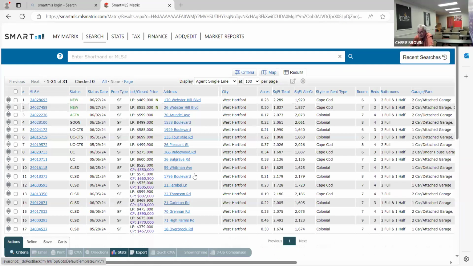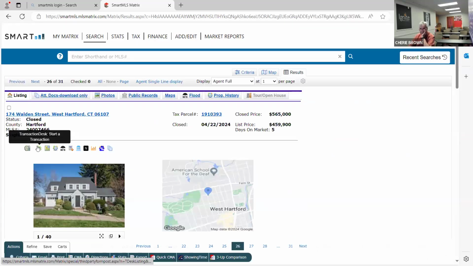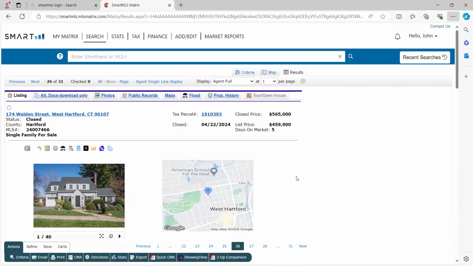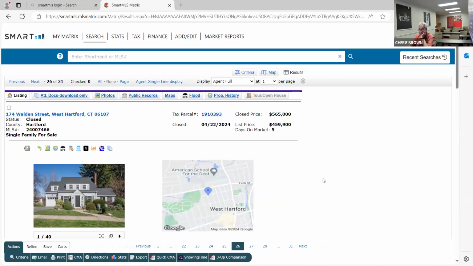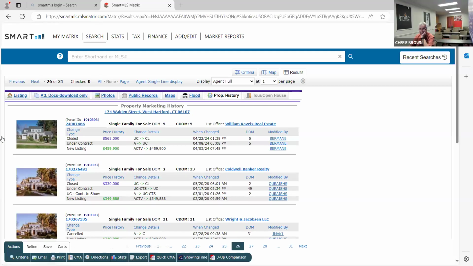So that's 56 Walden. Now, what do we got here? We got 174 Walden. Eight rooms, three bedrooms, 1.5 baths. A little bit smaller than ours, 1640, but also has some finished lower level space. Same kind of yard, a little bit newer house. Newer, 1938 versus 1926, but you know, what do we got here?